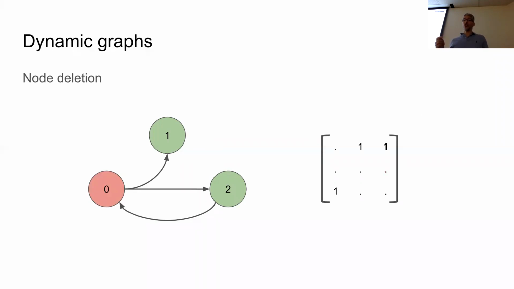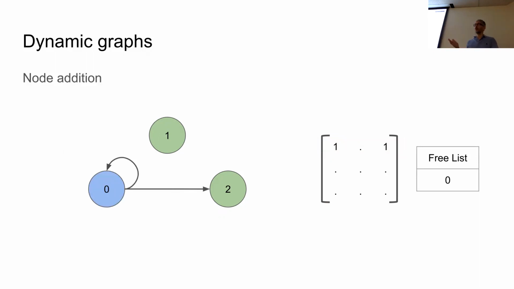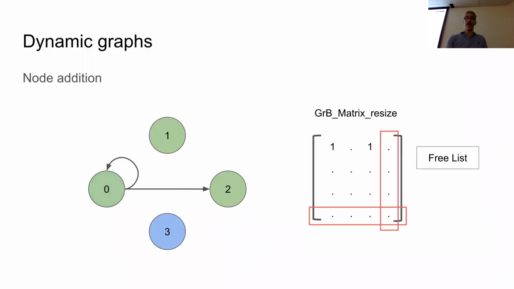Now, node deletion. If we want to delete node zero here, we would have to clear the relevant rows and columns. So row zero would be cleared and column zero would be cleared. And we're using a free list to reuse deleted IDs. So the next time a node would be introduced, we will look into the free list, seeing if there's something that we can reuse, and the ID would be once again associated with the node. And here the node was added, and also some edges were added as well. If the free list is empty, we're going to have to resize our matrix, making sure that there's enough room, there's a new row, and there's another column attached to the matrix. And this can be done with the GrB_Matrix_resize function.